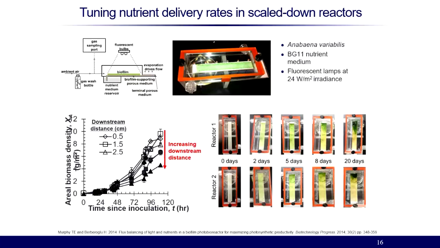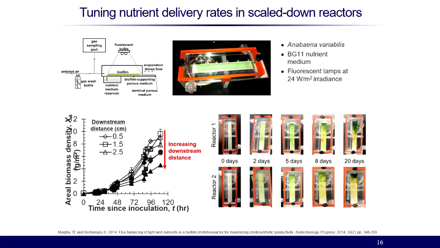So the plot at the lower left here has aerial biomass density on the y-axis and time on the x-axis. Oh, that didn't render quite right, I apologize. What we see here is what we expect, kind of an exponential growth of algae over time, but that exponential growth rate is higher closer to the nutrient medium reservoir. So as you go downstream, you're seeing a lower growth rate.